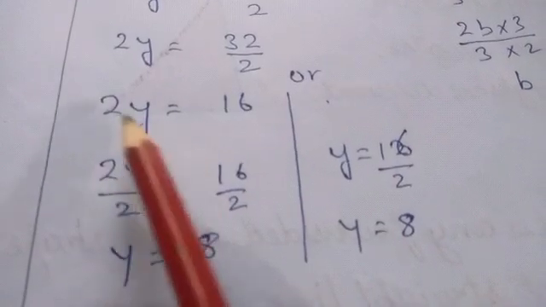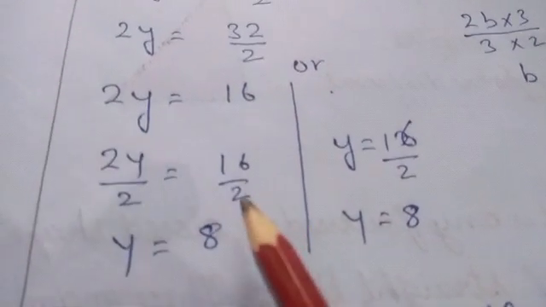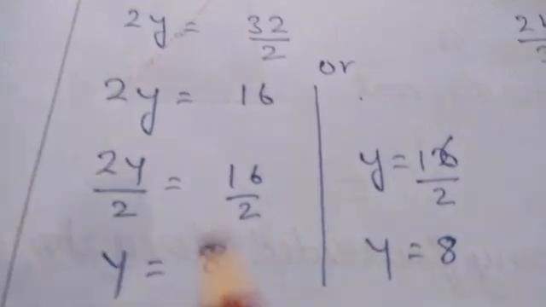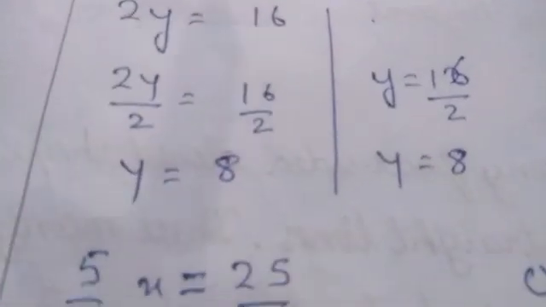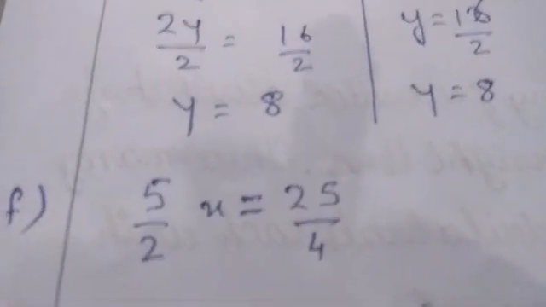2y means multiplication, so multiplication will be divided here. Both the methods are correct. You can do by any method, you will get the same answer. Okay. Now let us do the F part.